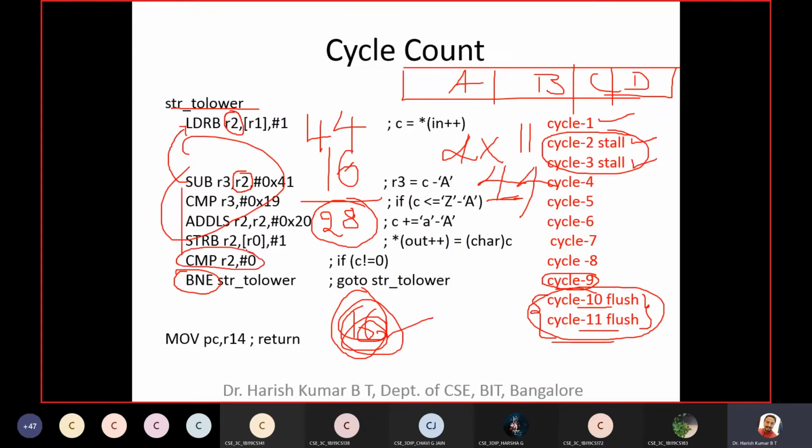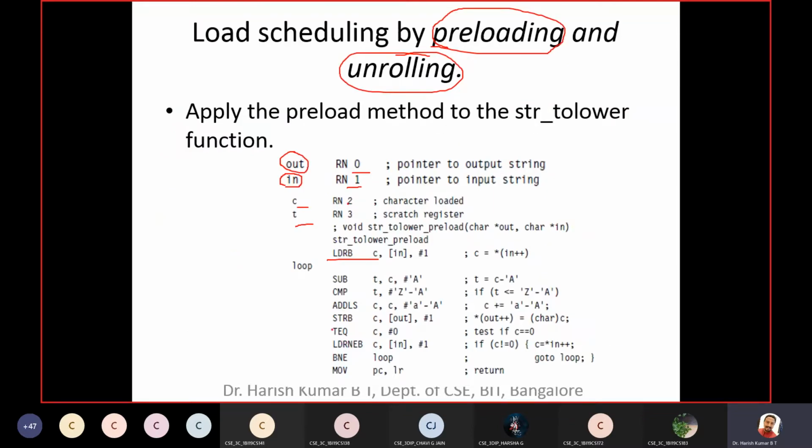Now after this, instead of the compare instruction, I'm using TEQ, test equality, which we have already understood in our earlier classes. And here I'm preloading again. The character required for the first iteration, I'm preloading before the loop, and the data required for the next iteration of the loop is preloaded in the previous iteration. In the first iteration itself, I go for loading the data that is required for the next iteration. You can see this LDRNEB.